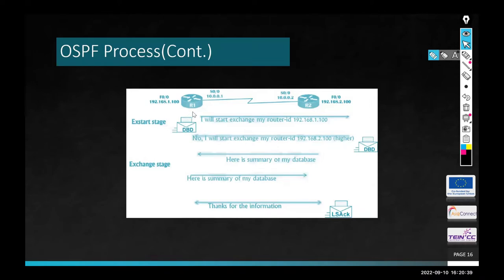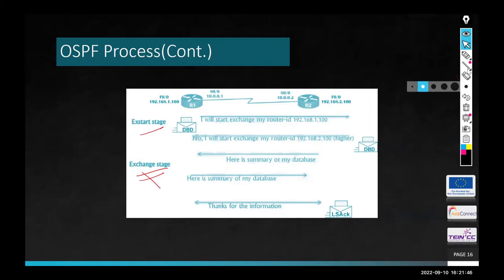So in this way the router ID is selected, and after that, when exchanging information, once the neighbor table is built, R1 will send its router ID to R2, and R2 is also sending its router ID to R1. This stage is called the ExStart state. In this stage, routers are also exchanging their DBD with each other. When all the database is exchanged, this stage is called the exchange state. In this exchange stage, routers acknowledge with acknowledge packets to each other. So we found two stages here: ExStart and Exchange.